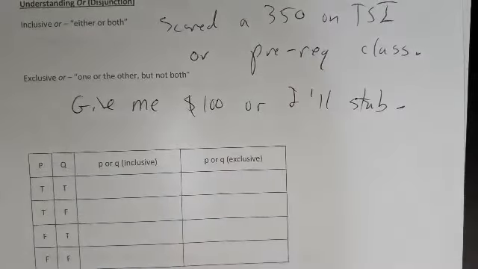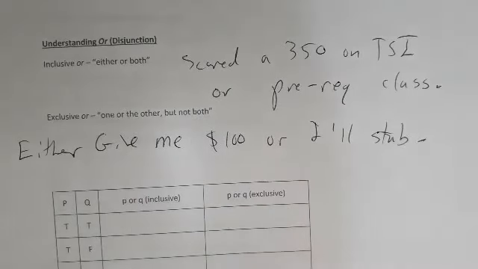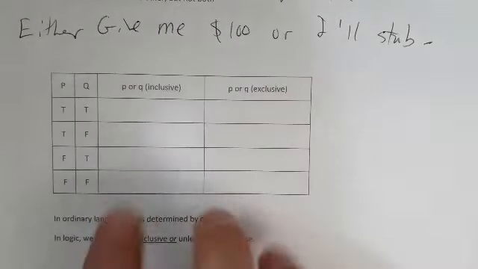And really, another way to know if it's exclusive is if you can put "either" in front. Exclusive is really known as the either-or. So: either give me $100 or I'll stab you. If I put either in front of this, it'd be kind of a weird thing: either score 350 on TSI or prereq. What, I can't do both of them? No, you can do both. So it makes a little more sense to put either in front of the exclusives.